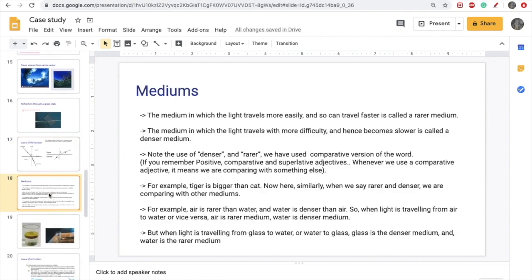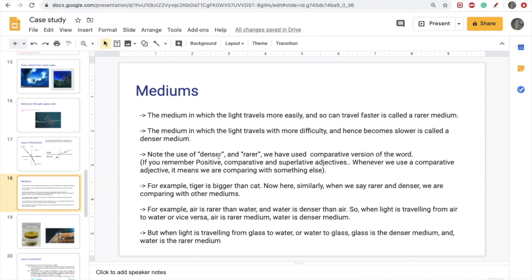Okay, now see, the medium in which the light travels more easily and so can travel faster is called rarer medium. Okay, so light, if it is able to travel easily, in which medium does light travel more easily? The more transparent the medium, the faster the light will be able to travel. So the medium in which light travels with more difficulty and hence becomes slower is called a denser medium.